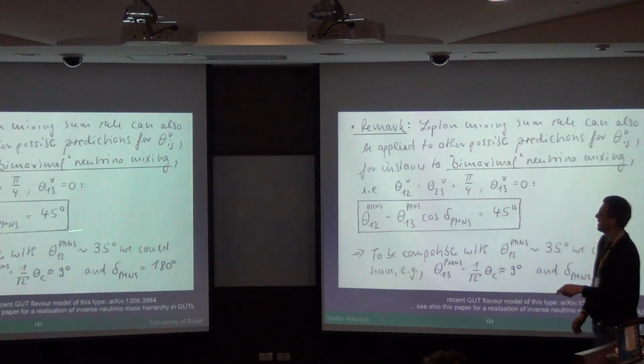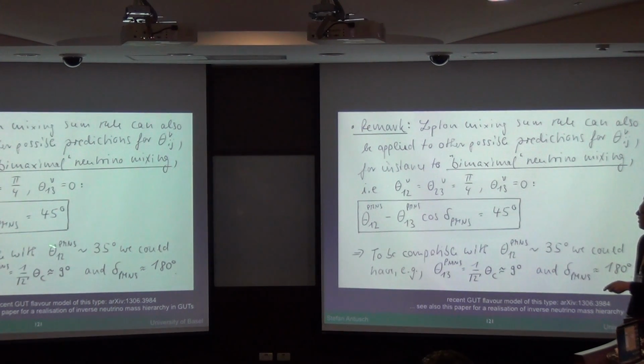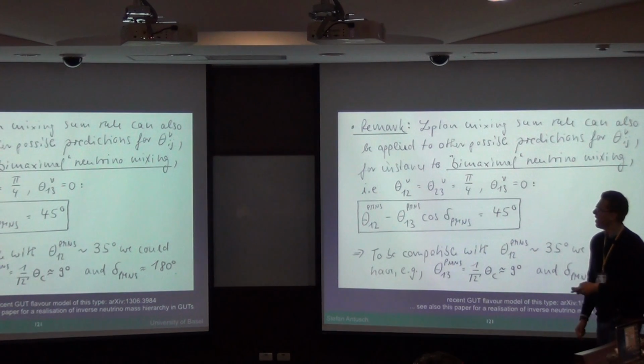And now we have to be compatible with about 35 degrees, and we know that theta 1 3 is around 9 degrees. So now the opposite case is there, and you need a large correction from the second term. And this can actually work if you have the Dirac CP phase equal to 180 degrees. So it turns out that 180 degrees works fine.